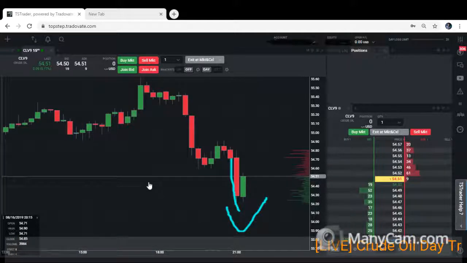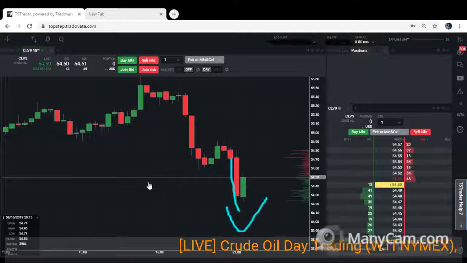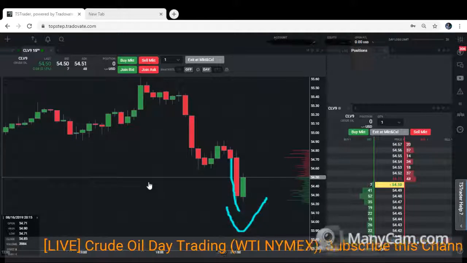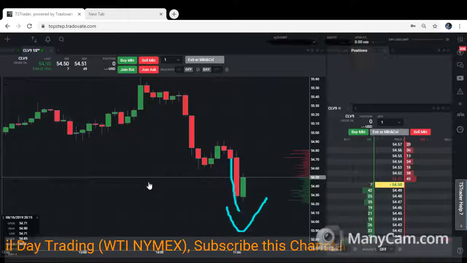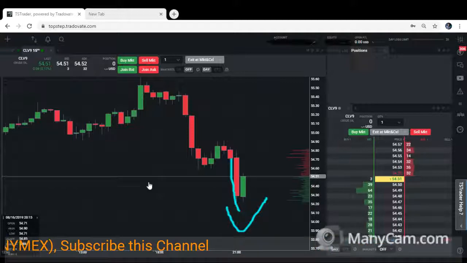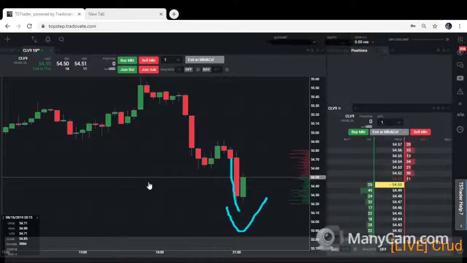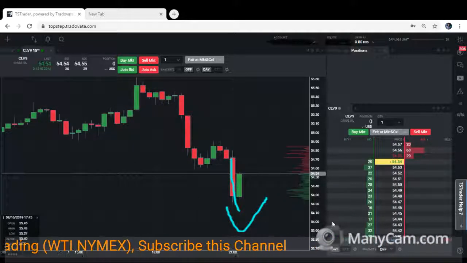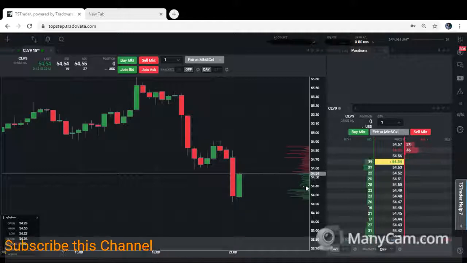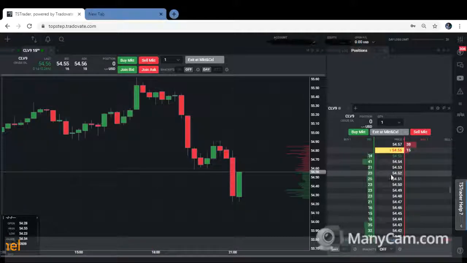Hopefully there is one good signal for us to enter the market. I'm still waiting for a good signal. Maybe in the next 20 minutes we will find one more signal for short sell. Let's wait. All right, let's take a look at the volume. Hopefully there is something interesting.